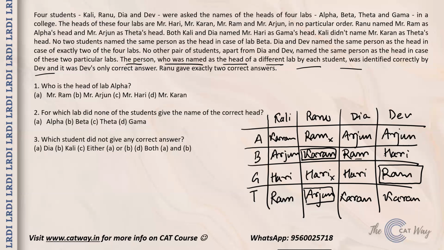Now moving to the question. Who is the head of lab Alpha? We know Mr. Hari, so option number C. Now for which lab does none of the students give the name of the correct head? For Alpha, nobody gave Hari as the right answer. So option number A is the right answer. And which student did not give any correct answer? Kali and Diya, both of them did not get any of the answers correct. So the correct answer is Kali and Diya, that is both of them, option number D.